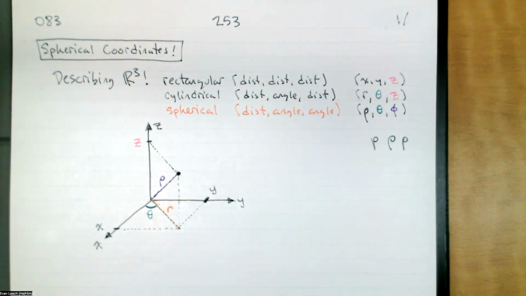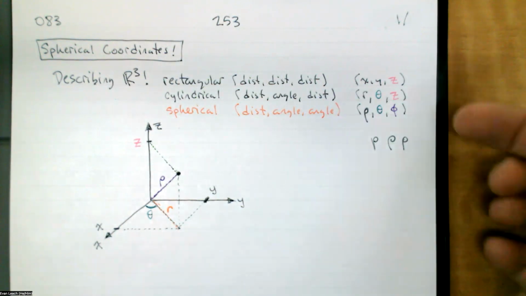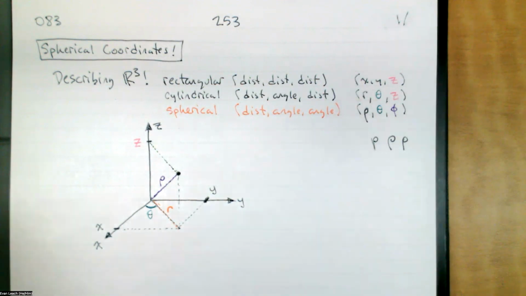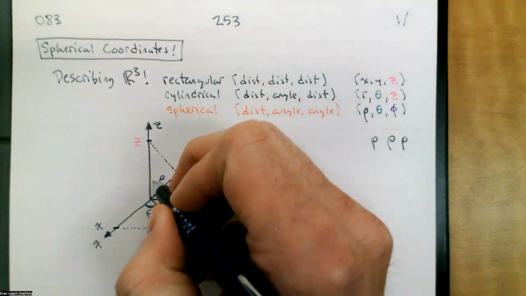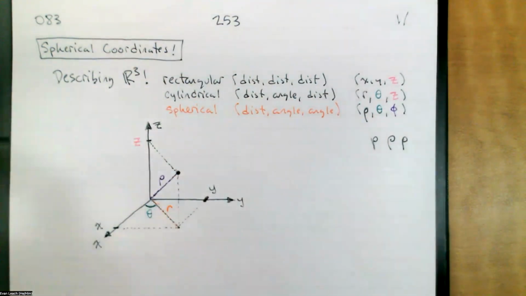So we need a third coordinate here. We need this third coordinate phi. The third coordinate is going to be the angle measured down from the positive z axis. Put rho in the wrong place too.